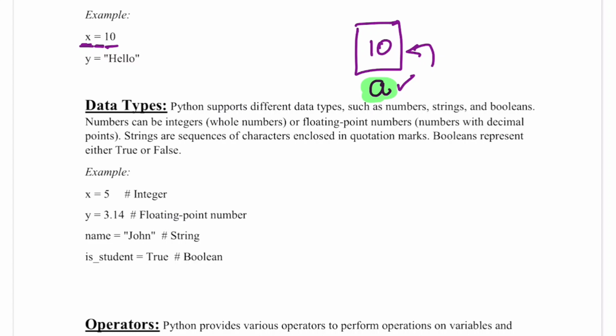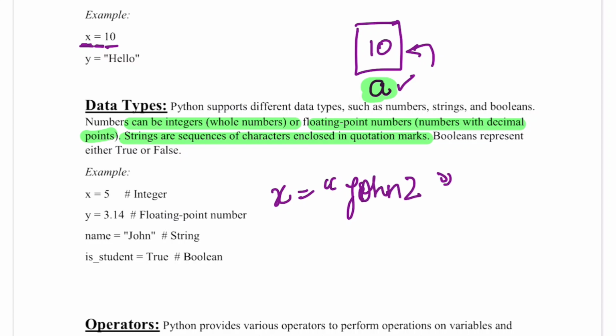Okay. So next we have string. String is a sequence of characters enclosed in quotation marks. Integers can be whole numbers, and floating point numbers are numbers with decimal points. So for example, I have a variable x and I want to store John 2. So this is going to be my string. I need to use the quotation marks. My variable can be a sequence of characters.